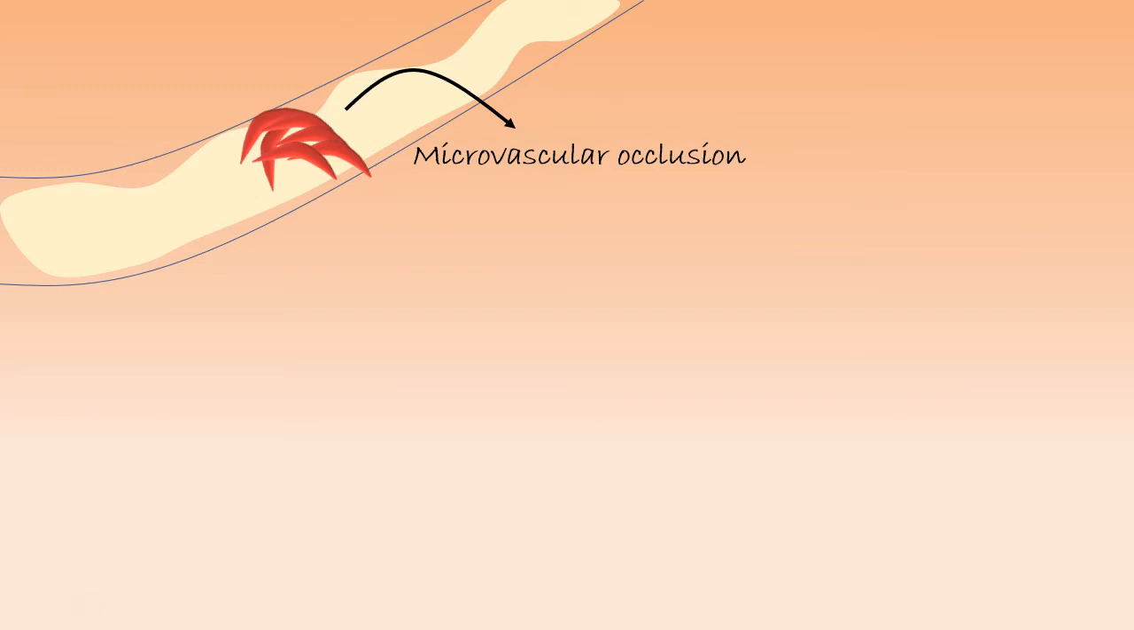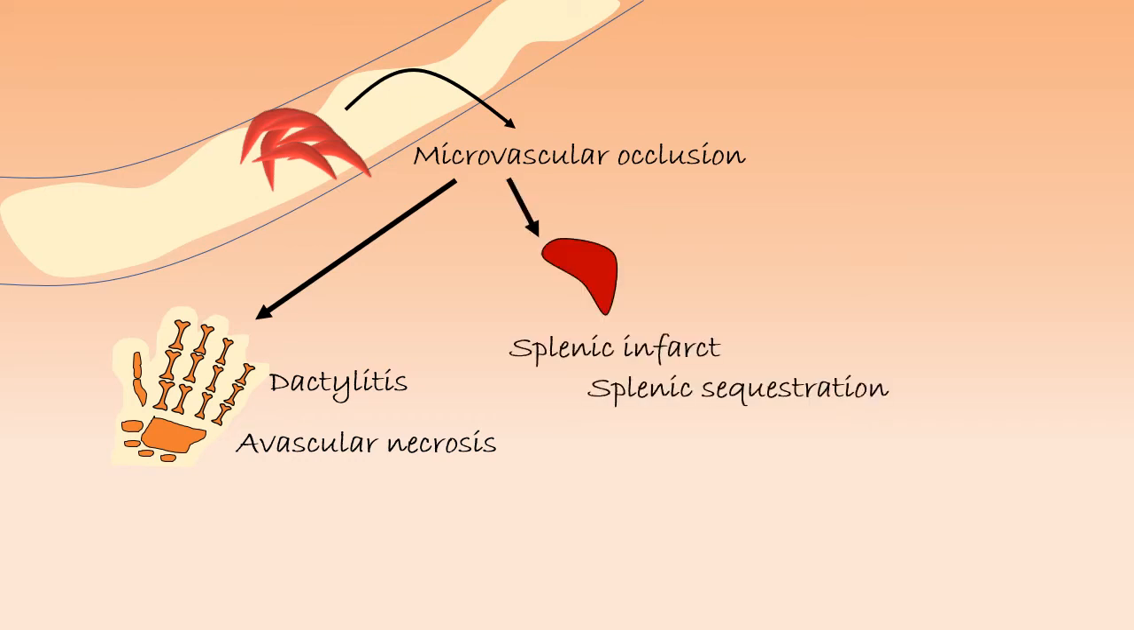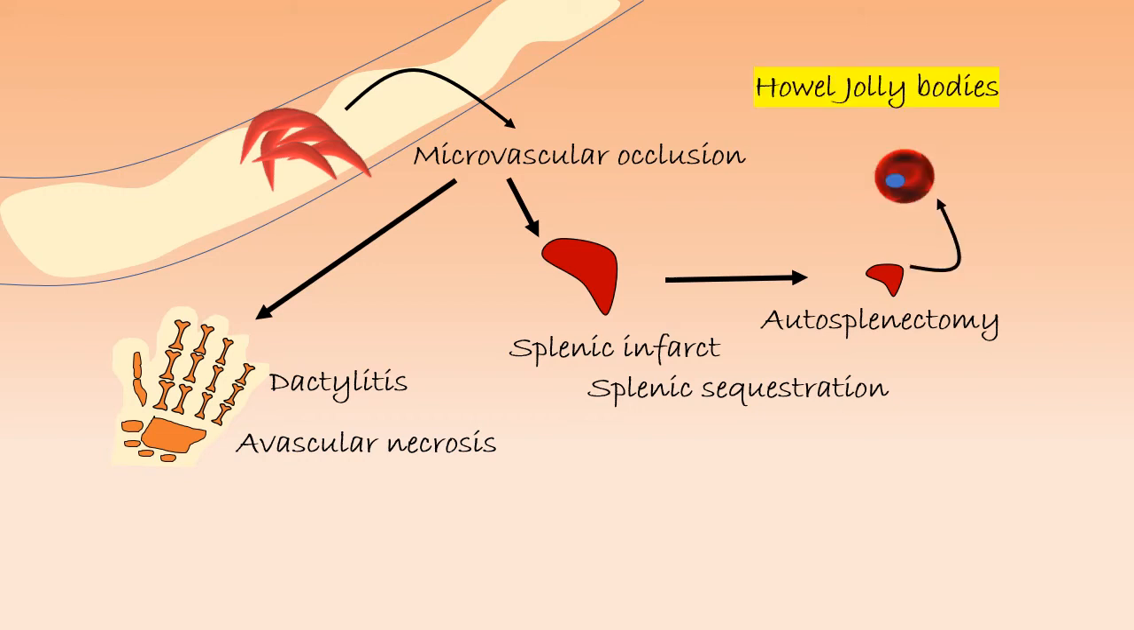Due to microvascular occlusion, the patients present with dactylitis and avascular necrosis of the small bones. There is also splenic infarct and splenic sequestration seen in these patients that eventually causes autosplenectomy due to reduced blood supply. Patients with autosplenectomy can show presence of Howell-Jolly bodies within the red blood cells.